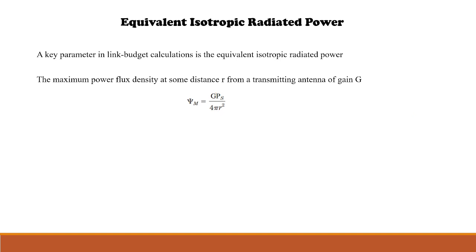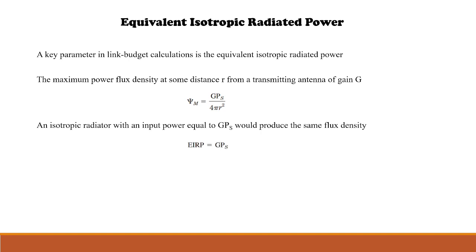Now let us proceed with an isotropic radiator. An isotropic radiator is an antenna which radiates equally in all directions. It is a theoretical antenna. For an isotropic radiator, EIRP equals G times Ps. EIRP stands for equivalent isotropic radiated power, which is equal to the gain of the transmitting antenna times the radiated power from the antenna.